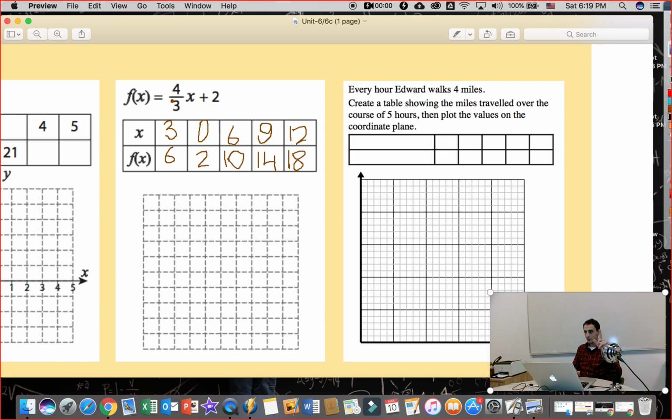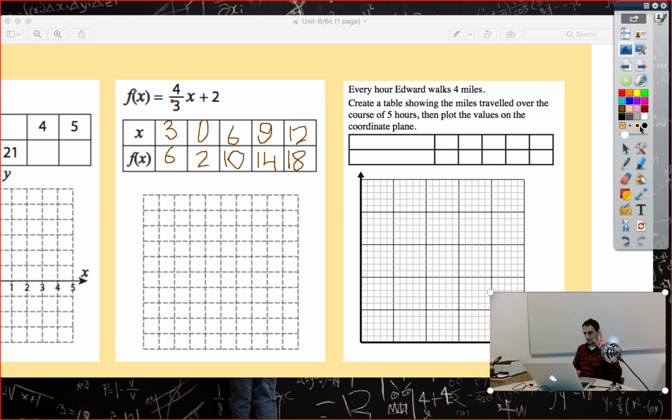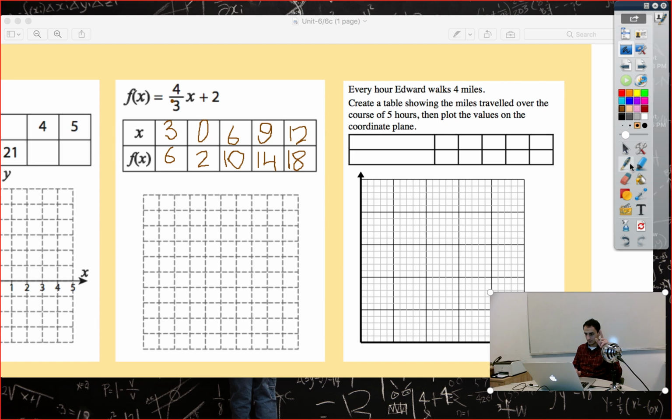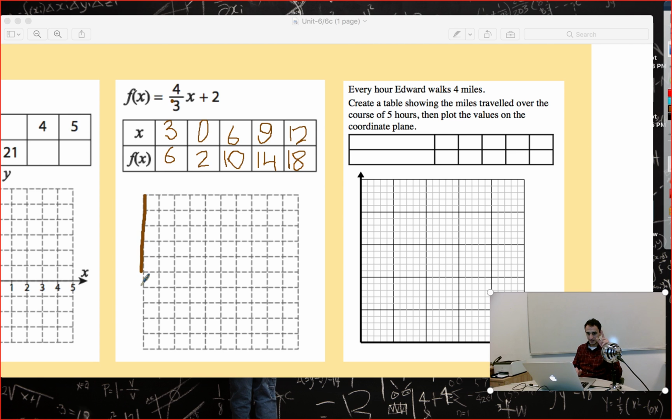Okay, let's draw the first quadrant. This is the y-axis. And this is the x-axis. Because I used only the first quadrant, okay? Because all my numbers are positive here.